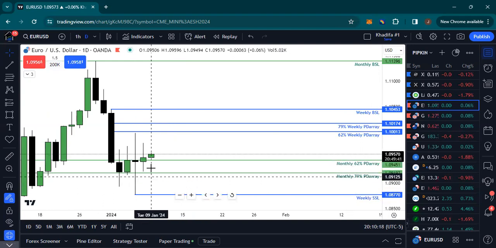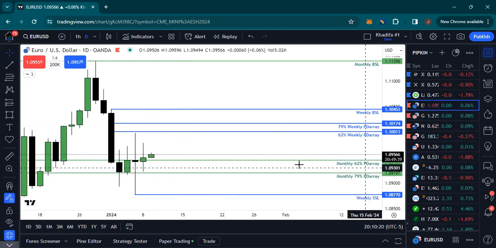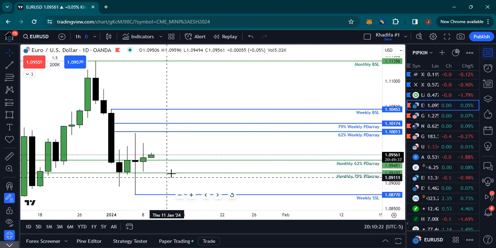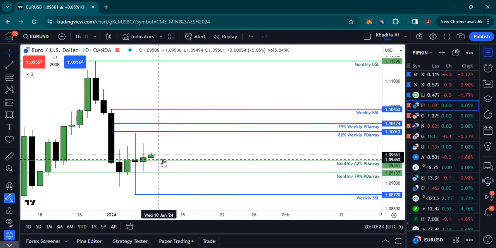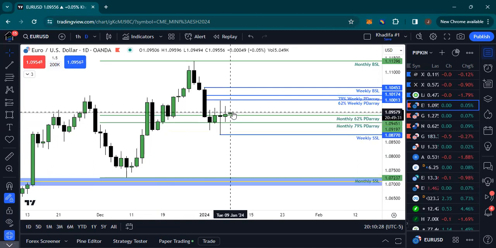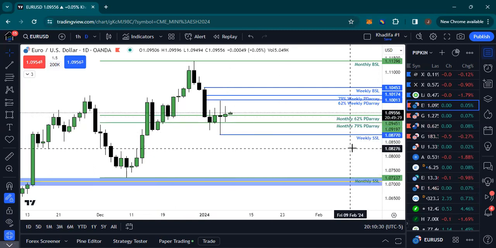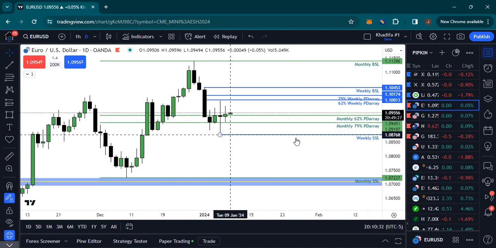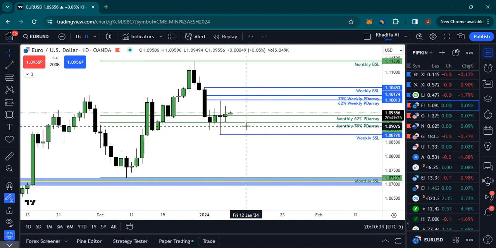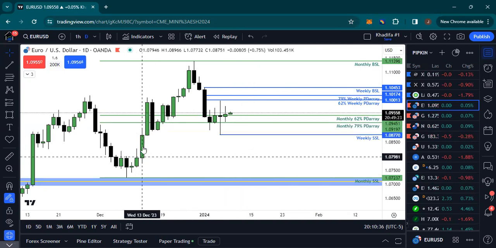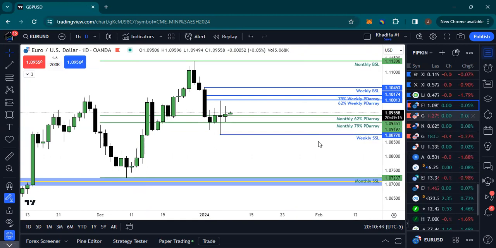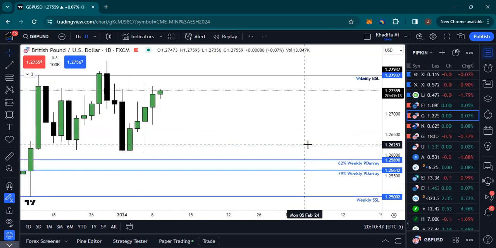However, if we break below the monthly PD arrays throughout the rest of Asian markets tonight and for London markets in the morning, then I would like to see price go ahead and sell off to run that weekly sell side liquidity and come down into this daily imbalance that we have here, right? So that's what I'm calling for Euro USD.